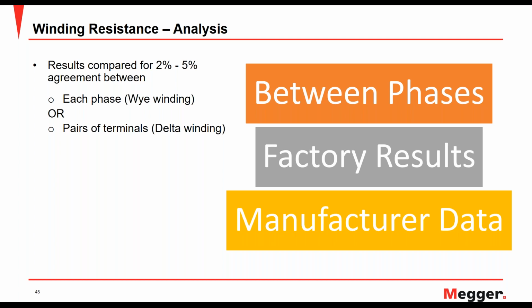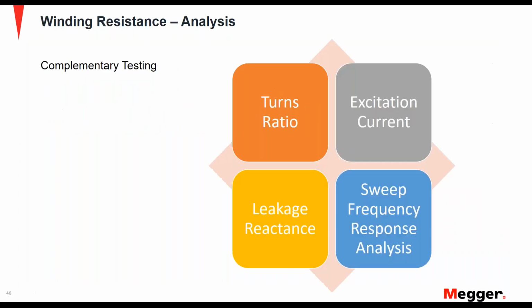Now, these comparisons are also made per phase, as we discussed. For Y windings, that comparison is made for each phase, and if you have delta windings, that comparison is made between a pair of terminals. Now, it is very natural that, depending on field testing and the type of transformers, you could have situations where the results are not within the acceptance criteria.